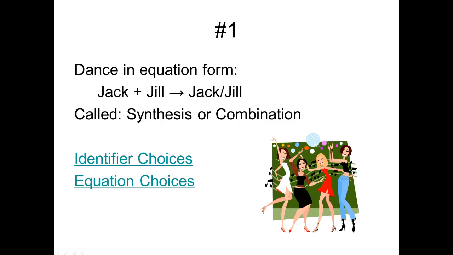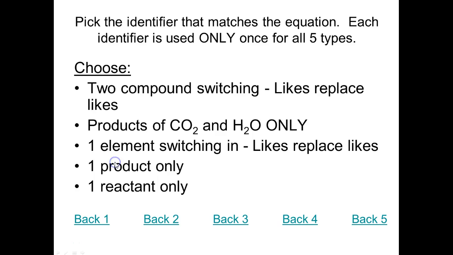All right, the first one looks like this. It's called synthesis or combination. And it will look like something plus something makes a combination of those two things. So if we're looking at it in dances, it's Jack plus Jill makes Jack and Jill, who are now a couple. So let's look at the identifier choices.